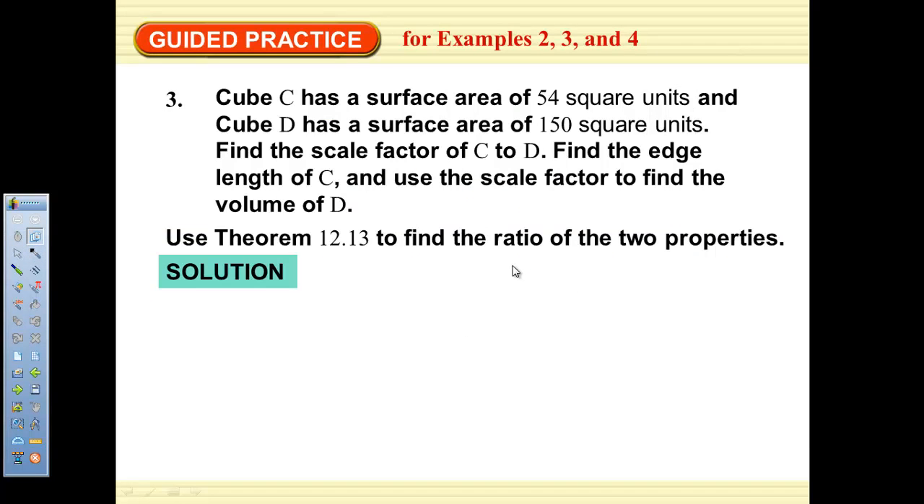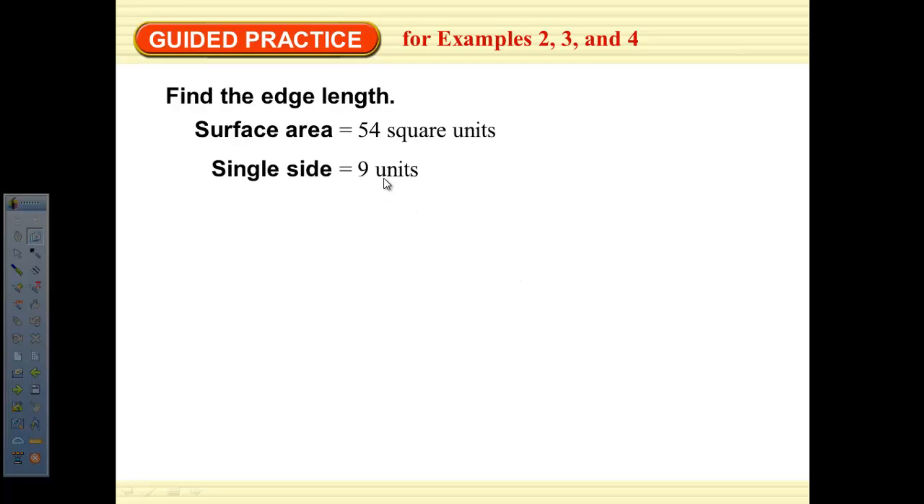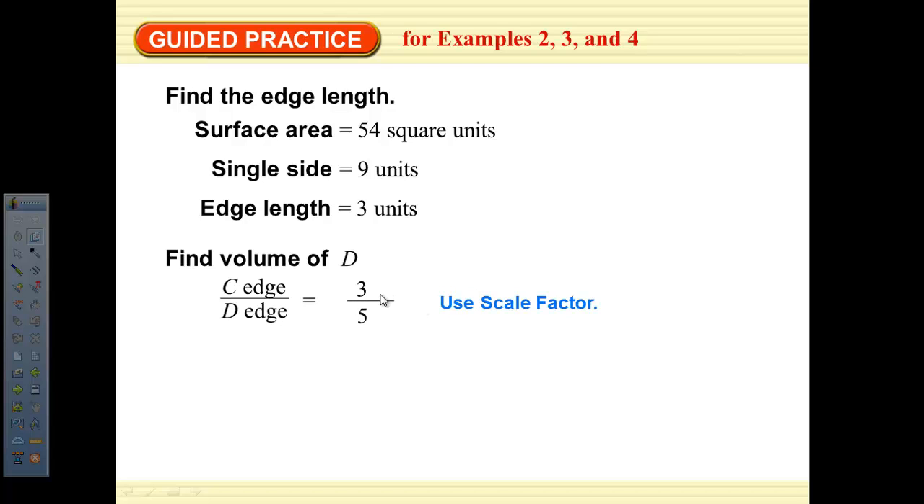So again, we write the ratio, we simplify it to get 3 to 5. No need to simplify that time. We find the edge length. We're going to take the surface area and divide by 6 to get 9. We then square root it to get our edge length. And then find the volume of D. Use the scale factor here. So the volume is 125. Okay? So I think my way was actually a little bit better.